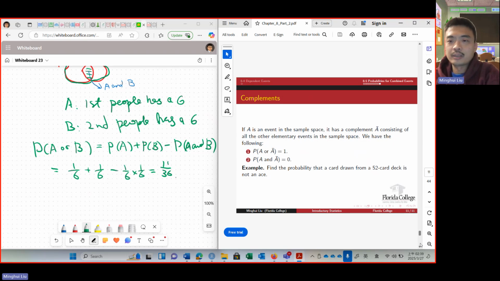For example, find the probability that a card from a 52-card deck is not an ace. Well, we just simply need to find the probability of an ace and then subtract that number from 1. So the answer is 1 minus 1/13, which gives you 12/13.